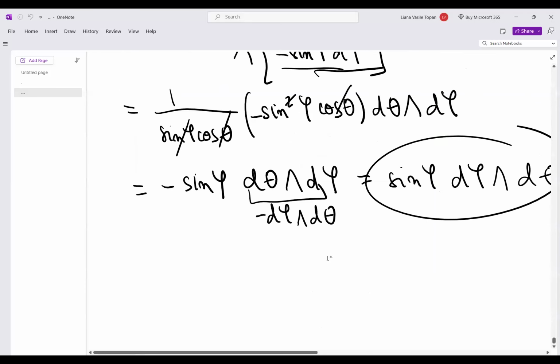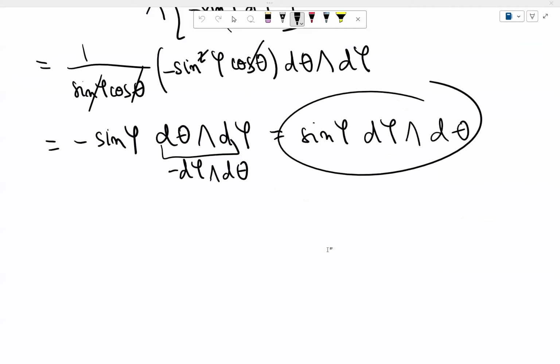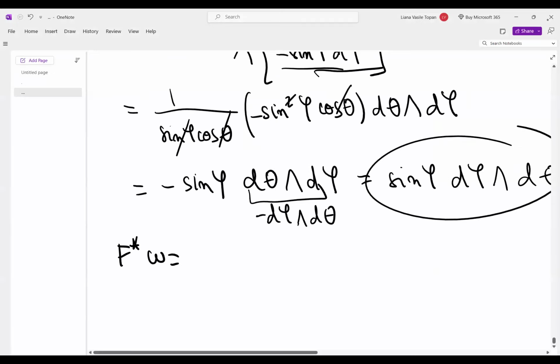Sorry about this. So we said that f star, the pullback, is sine of phi d phi wedge d theta, okay?